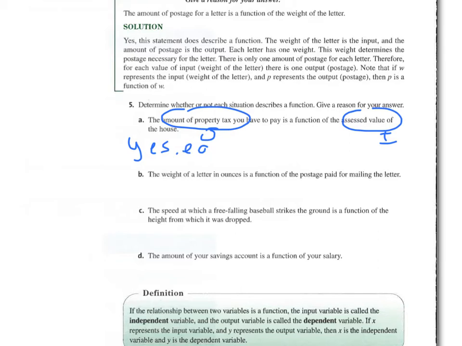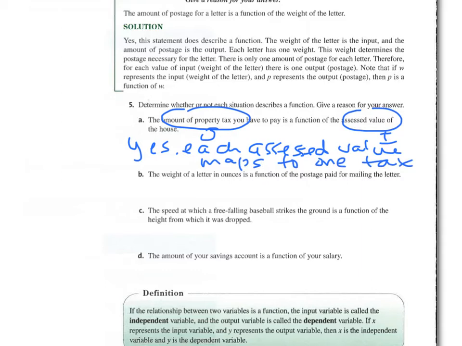Each assessed value maps to, or corresponds to, one tax. As soon as you get your assessed value, there's only one output. They say this is your assessed value, this is your tax. So each input goes to one output. Okay, so the weight of a letter is a function of the postage paid. Postage paid in this case, this sometimes is the hardest part, that's your input. That is your output when they're asking it like that. So this is the opposite of the one that they gave right there.